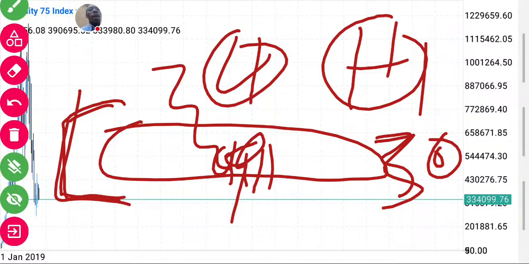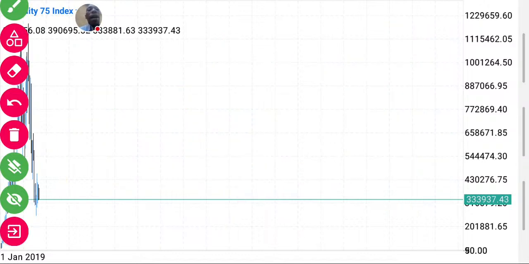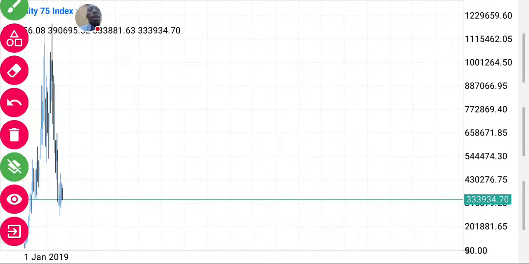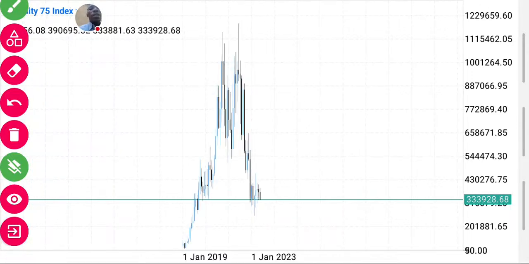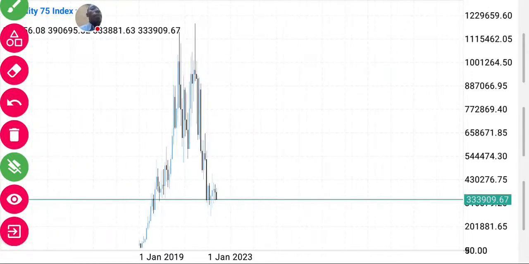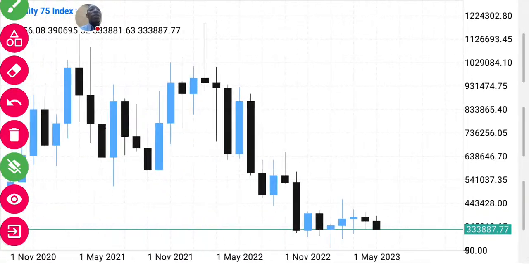So let us start making our top-down analysis, and I will show you how you can draw your support and resistance, and which are the best key levels you should use. Are you getting the point? At this moment we are on the chart of the Volatility 75 Index. You know, we love to trade Volatility 75 Index.